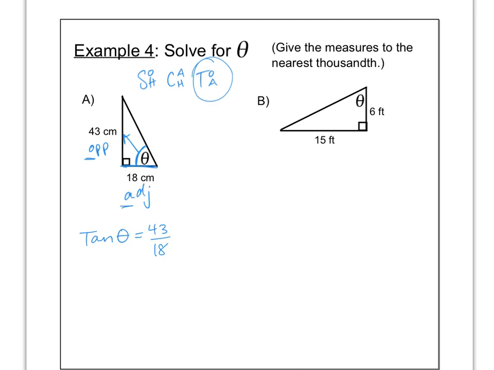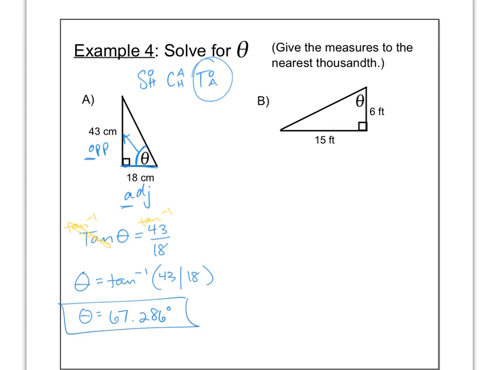You want to get theta by itself, so you're going to have to get rid of the word tangent. To get rid of the word tangent, you got to take the inverse tangent. Whatever you do to one side, do to both sides. These will cancel out. Theta is going to equal the inverse tangent of 43 divided by 18. And at this point, you grab your calculator and you type that in. 67.286 degrees.